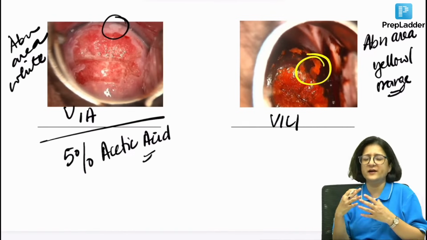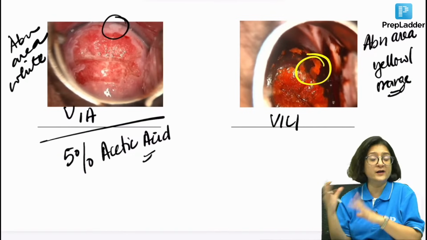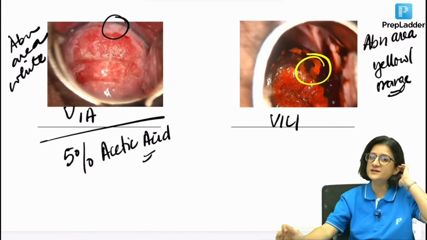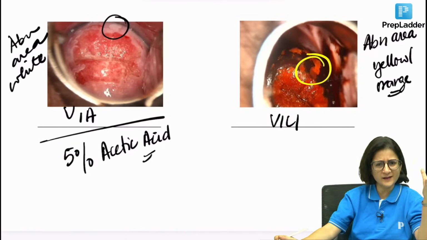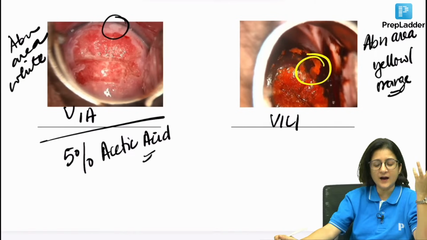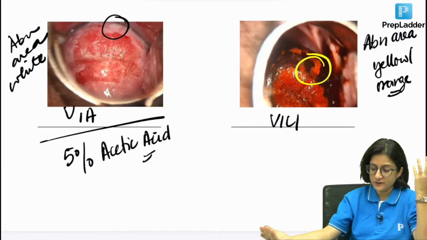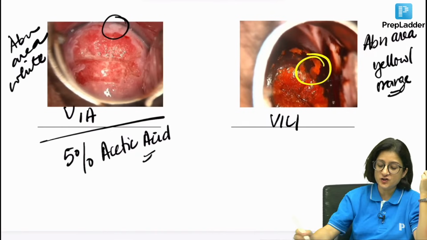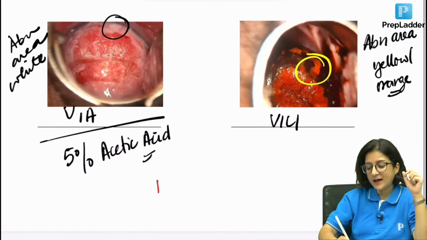It does not take up the stain of iodine. Vaginal epithelium, stratified squamous epithelium, and ectocervical epithelium are rich in glycogen. So the normal epithelium will take up the stain of iodine, but the abnormal area won't. Now, these visual inspection tests will allow one advantage.